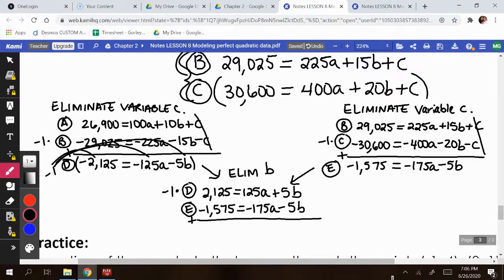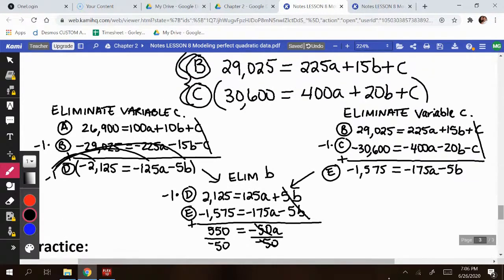2,125 plus a negative 1,575. We get 550. 125a plus a negative 175a. We get negative 50a, and then the b goes away. Okay, so now when I divide both sides by negative 50, what am I going to get for a? We're going to get that a equals what? 550 divided by negative 50 is going to be negative 11 for a.